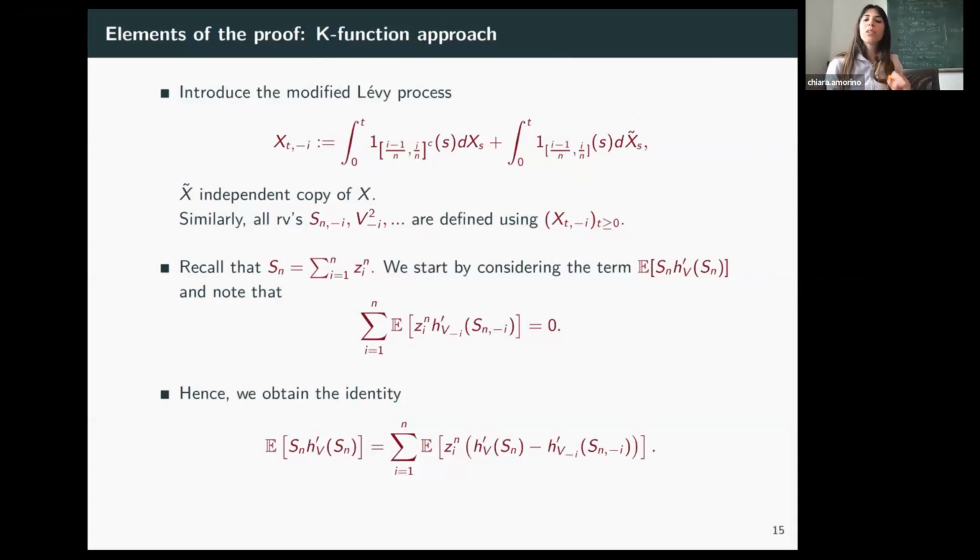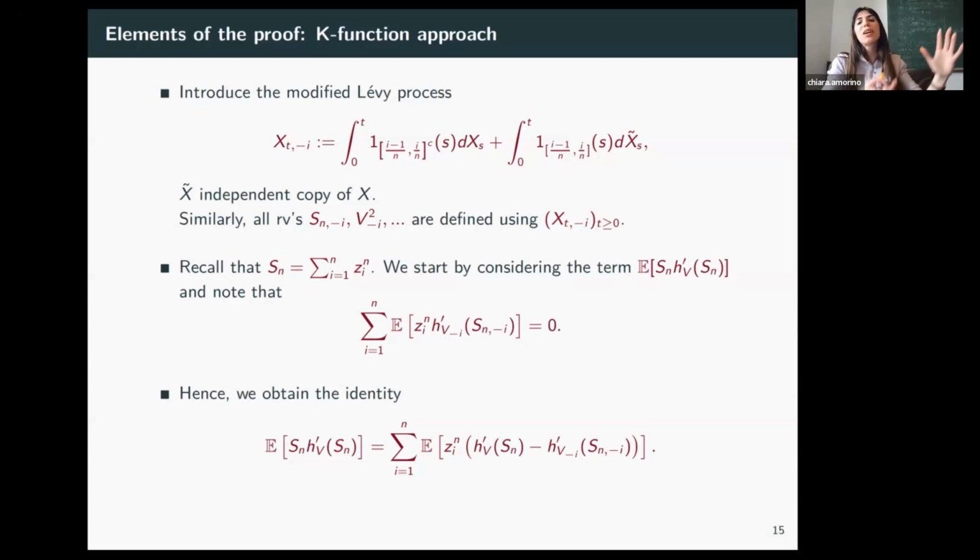Why? Because it's going to be important that we work on a sum. On each sum, G depends, first of all, on X computed in some particular point, and then on the increment between i and i minus 1 over n. And so we really need to replace our original process X with another process that behaves exactly in the same way everywhere, but on the increment.